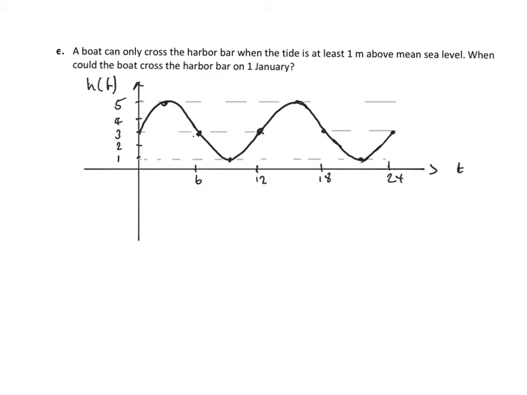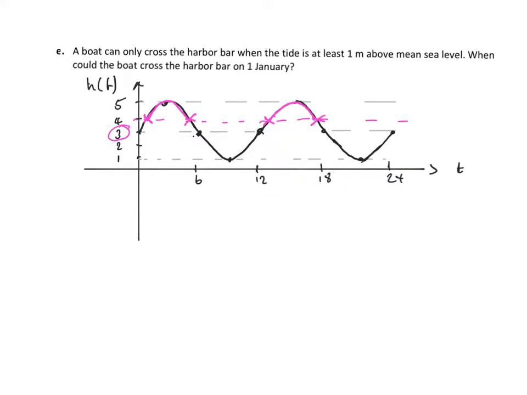A boat can only cross the harbour bar when the tide is at least 1 metre above the mean sea level. Remember, our mean sea level is 3. So 1 metre above would be there. So there, there, there, and there. Anything below that pink line, the boat cannot cross into the harbour. So we're looking at an interval, if you like, between those 2 points and those 2 points.